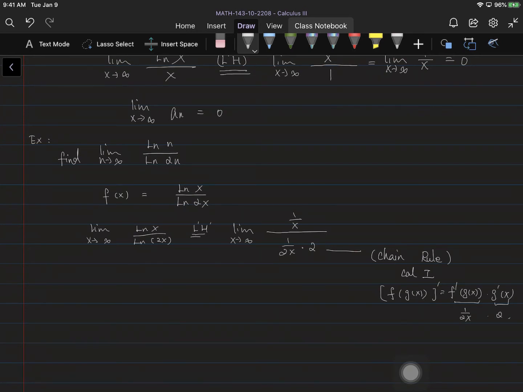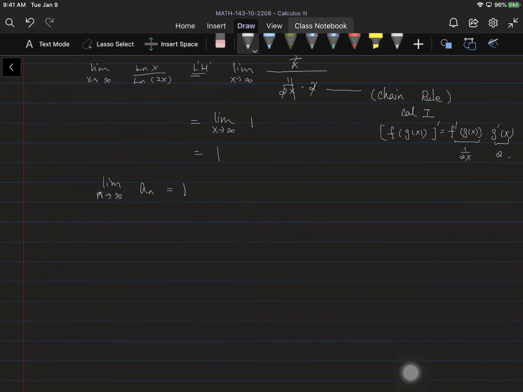Right? And now let's simplify. After we simplify, the 2 cancels out, and as x goes to infinity, 1 over x cancels out with 1 over x, so it's just 1. So the answer is just 1. And then we say that as n goes to infinity, a_n has limit 1.